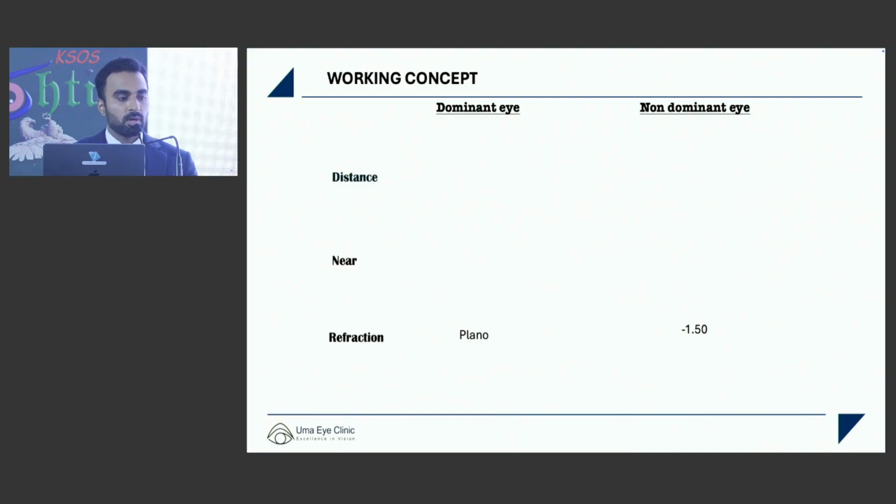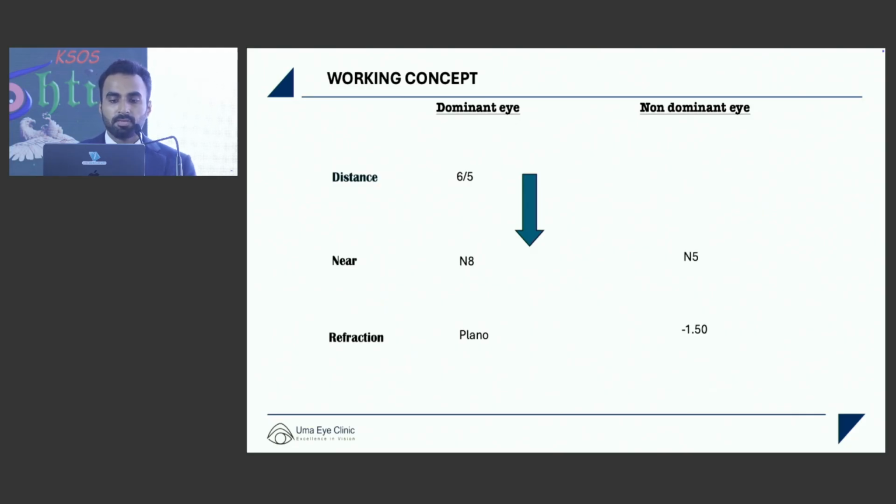So let's just look at a working concept of Presbyon. Let's say for the dominant eye, we've done Presbyon and the patient is now reading 6/6.5. But because the spherical aberration is induced for this patient, the near vision in the dominant eye itself will come to N8, which is excellent.